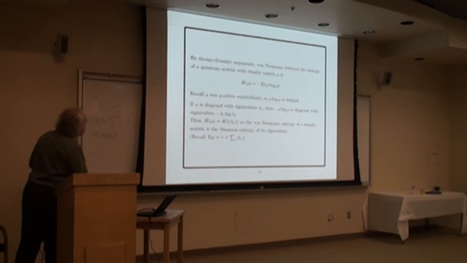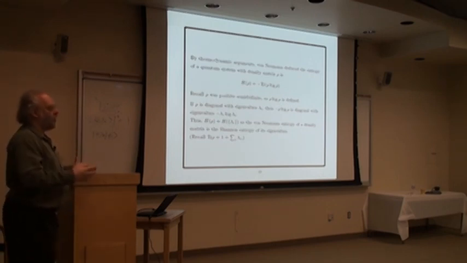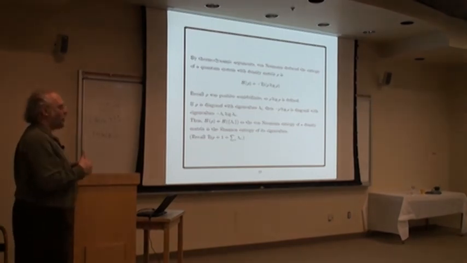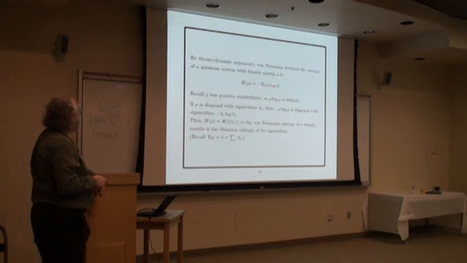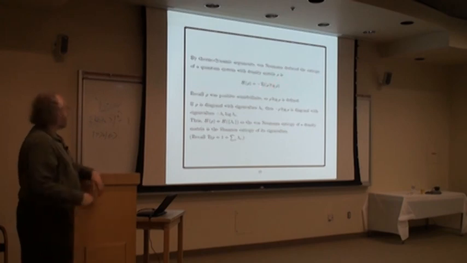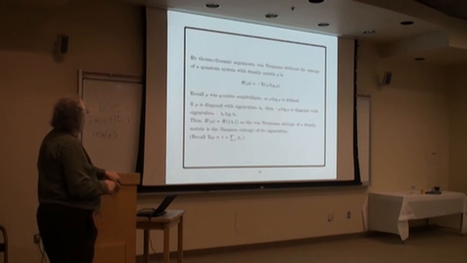Von Neumann thought about entropy in classical thermodynamics, where entropy can be used to do work, and there are relations between energy, work, and entropy. From thermodynamic arguments, he deduced that the entropy of a quantum system with density matrix rho is minus trace of rho log rho. Recall that rho is positive semi-definite, so rho log rho is defined. And if rho is diagonal with eigenvalues lambda_i, then minus rho log rho is diagonal with eigenvalues minus lambda_i log lambda_i.